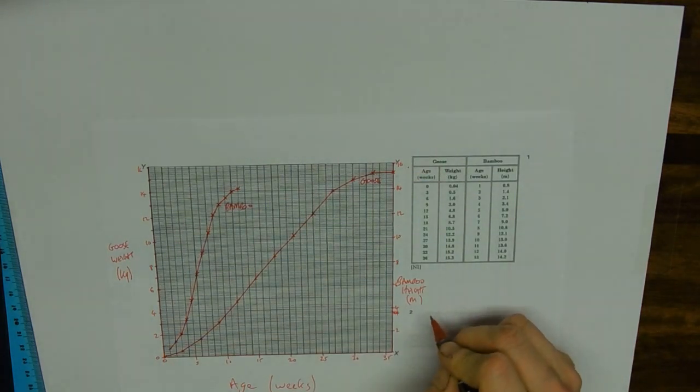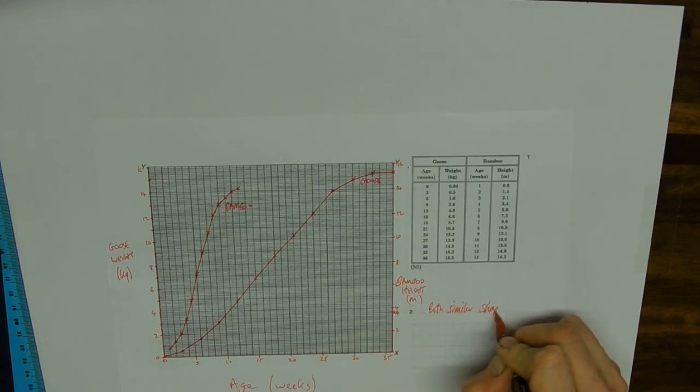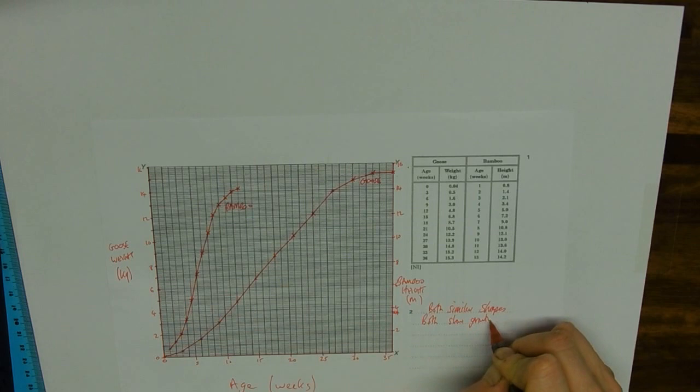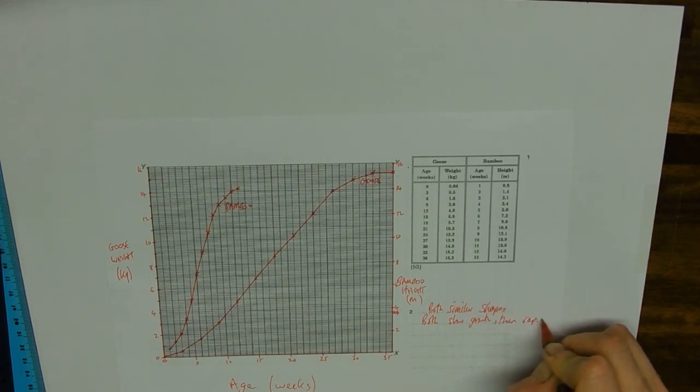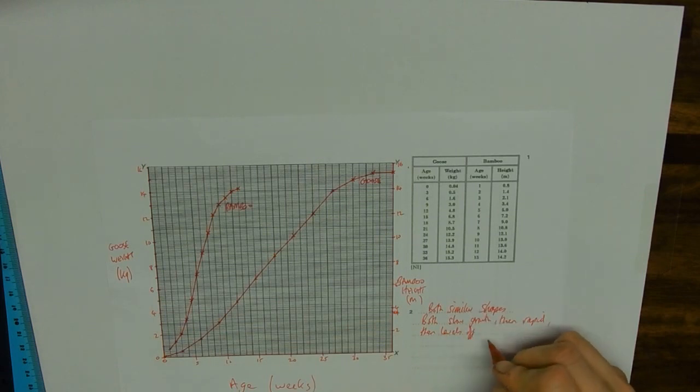So both similar shapes, both slow growth, then rapid, then it levels off when fully grown.